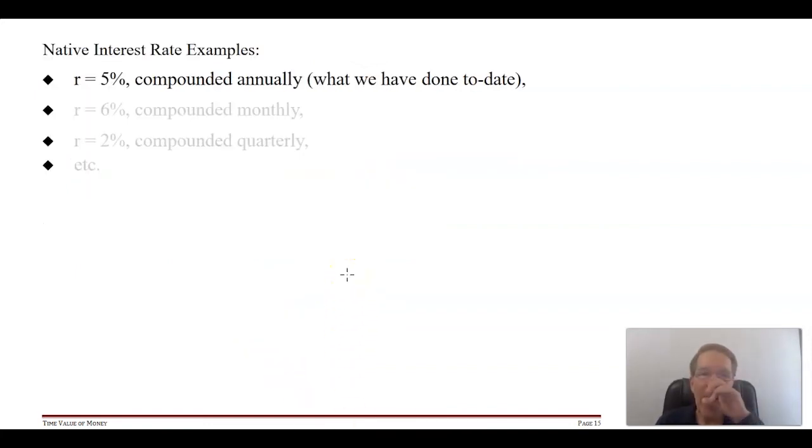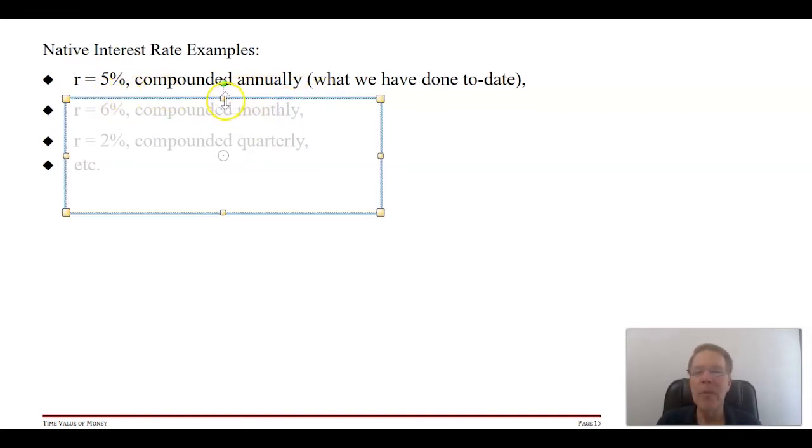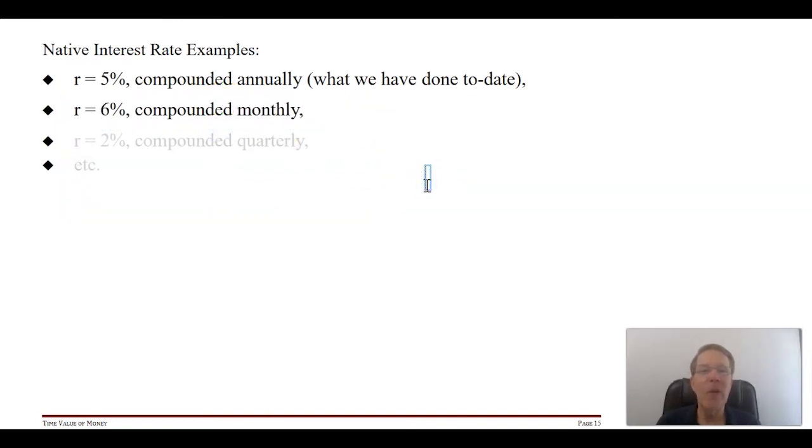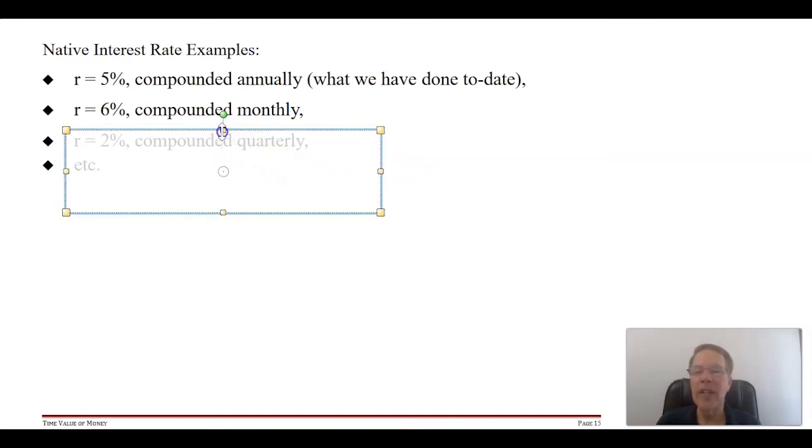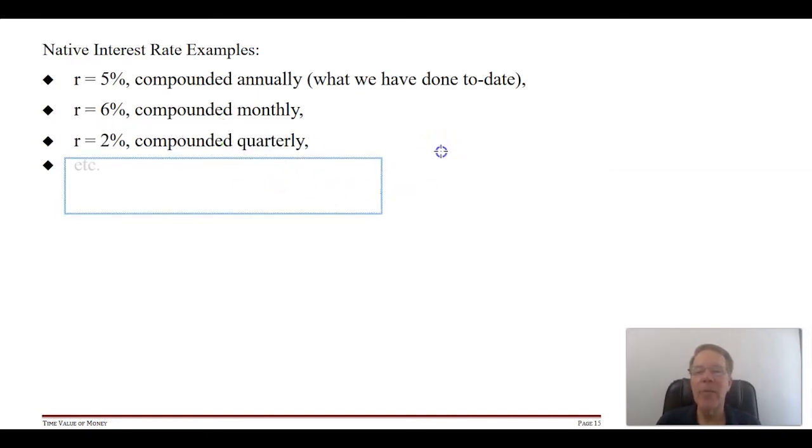So let's see how we talk about some of this for some example native interest rates. For example, we could say our native interest rate R equals 5% compounded annually. That's what we've done before. If we have a problem with monthly compounding, we'd say, for example, R equals 6% compounded monthly. And if we're looking at a quarterly example, we could say, for example, R equals 2% compounded quarterly.